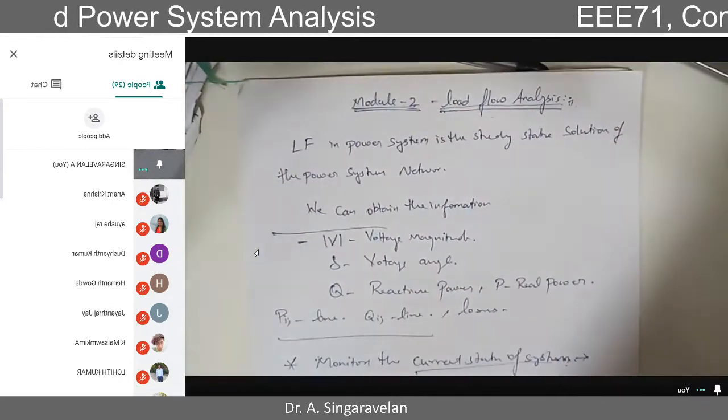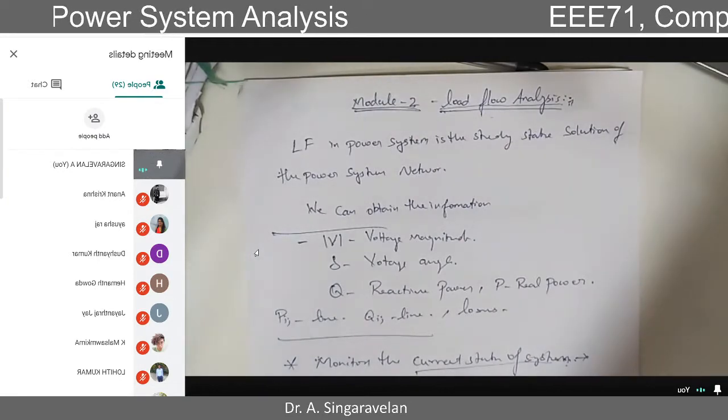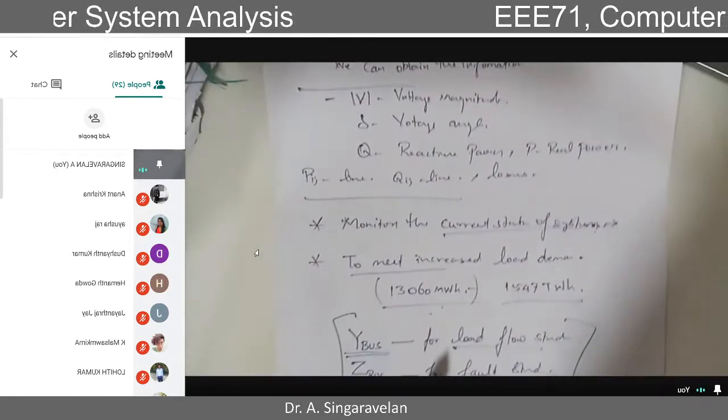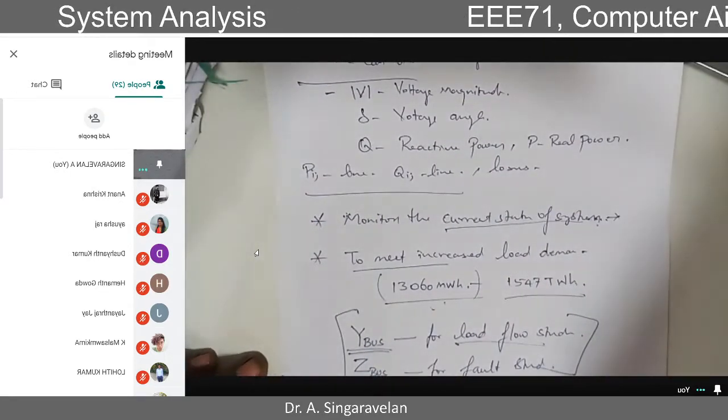Okay, so this is the path we are following in the syllabus. That's why we have already learned how to form the Y-bus and how to form the Z-bus. All these things we have covered.